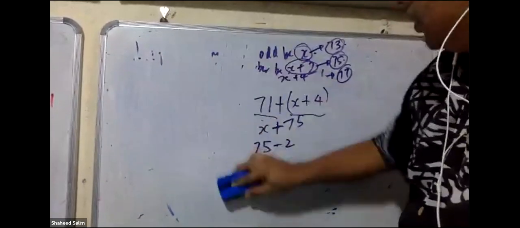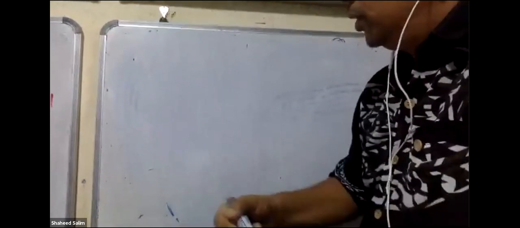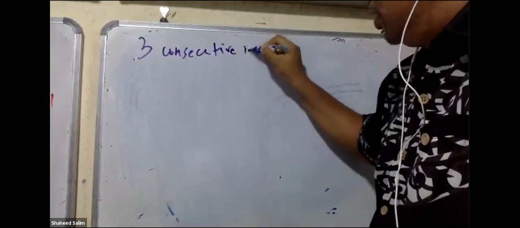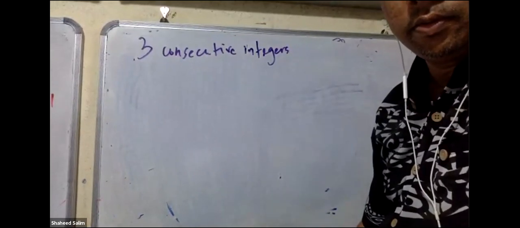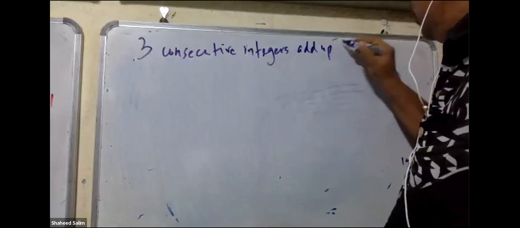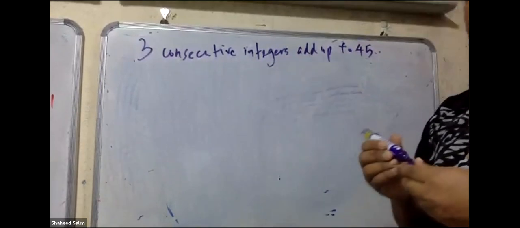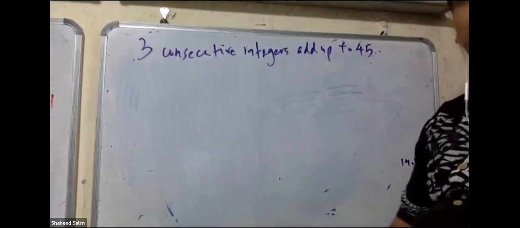Easy, right? So now, in algebra, you need to make sure that you let x be the unknown. Now, 3 consecutive integers. What are integers? Whole numbers. Add up to 45. This is like 1, 2, 3. It's not odd, not even, it's consecutive, one after another. Can you find the three numbers? That's the question. 3 consecutive integers add up to 45. What are the three numbers?